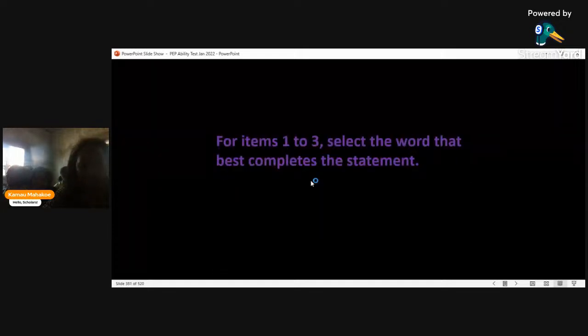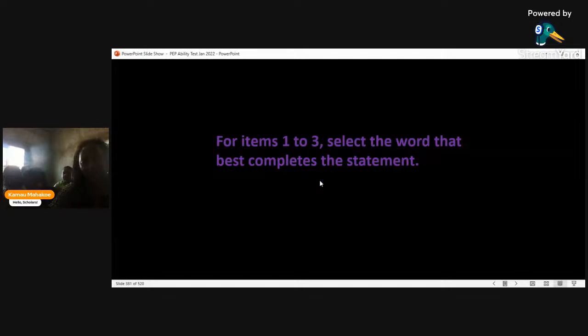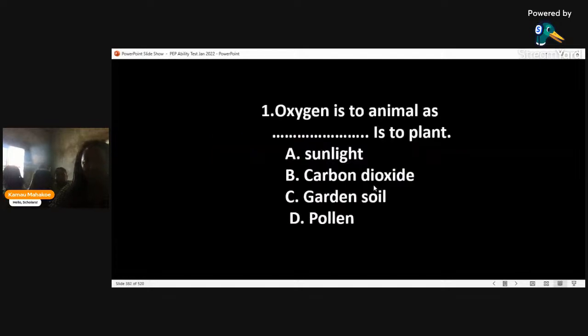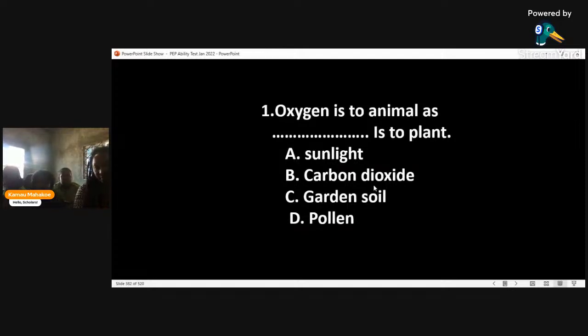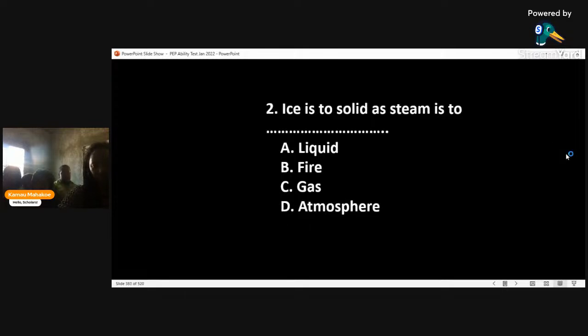Okay. So for items 1 to 3, we're to select the word that best completes the statement, right? Oxygen is to the animal as dash is to the plant. Carbon dioxide, right. When I see carbon dioxide, I'm like, well, hold on. So animals need oxygen, so plants need carbon dioxide. Ice is to solid as steam is to gas. Steam is a gas.